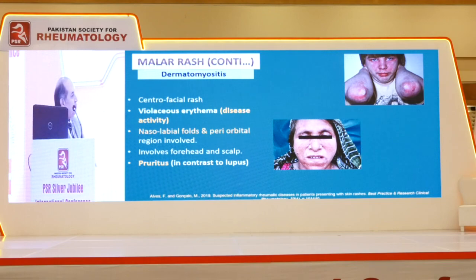Then the violaceous erythema is significant. Violaceous color because of dilation of the superficial dermal vessels in dermatomyositis. It also indicates disease activity. The more the violaceous erythema is there, this means disease activity is more. The nasolabial fold and periorbital regions are involved. It also involves the forehead and the scalp also. And there is pruritus, that is itching, in cases of this erythema in dermatomyositis as compared to SLE.